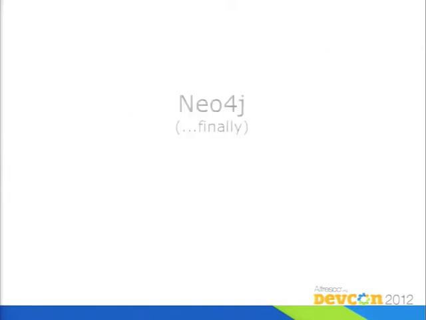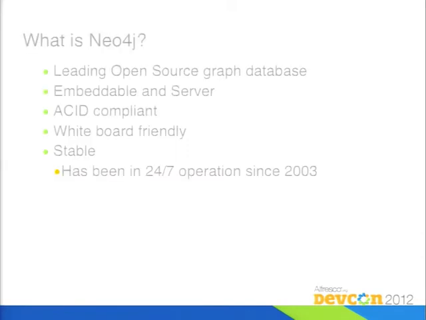And here we come to Neo4j, finally the meat of the presentation. What exactly is Neo4j? It's currently the leading open source graph database. You can use it in embedded mode and also in a standalone server. It's ACID compliant. It's whiteboard friendly, which is the main reason why I decided to adopt Neo4j for my particular side project.